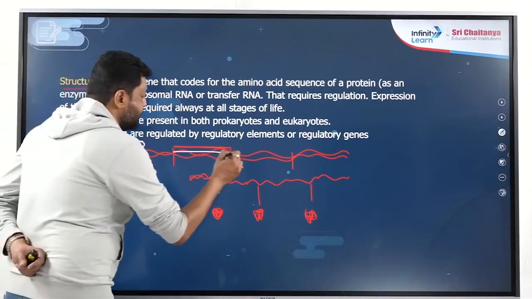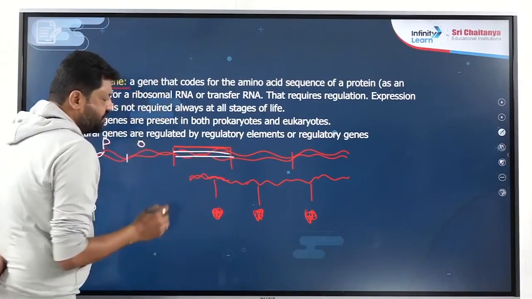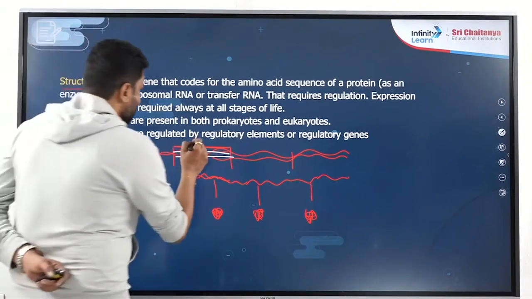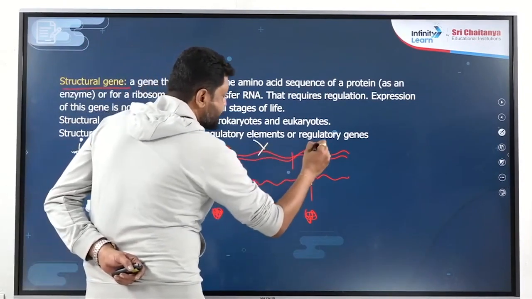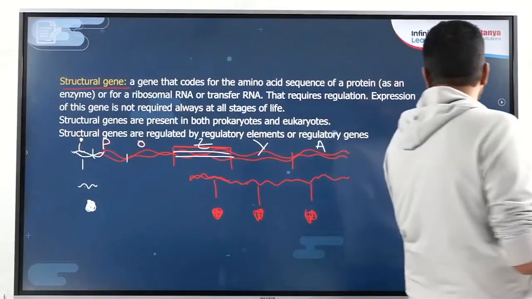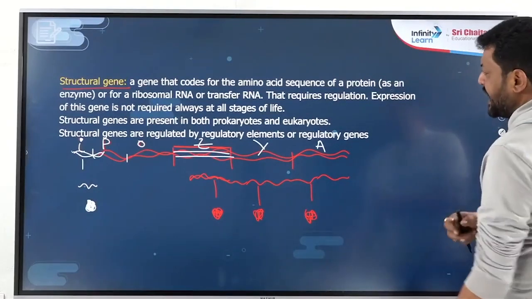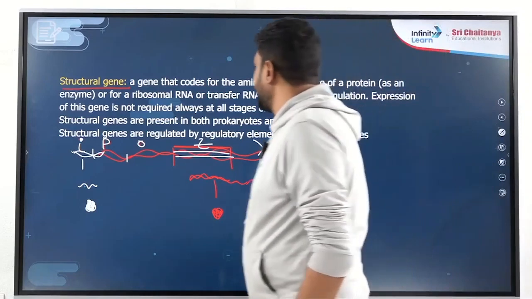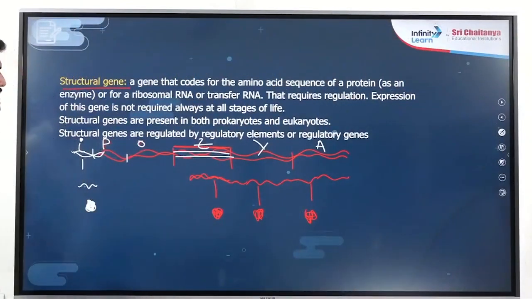First, what is a structural gene? A structural gene is a gene which produces an mRNA and then produces a polypeptide or an enzyme. This is called a structural gene. Clear? This is lac Z structural gene, lac Y structural gene, lac A is also a structural gene. Was it clear? So for structural gene, let us see the definition here. A gene that encodes the amino acid sequence of a protein for an enzyme, ribosomal RNA, that is rRNA, or tRNA, that requires regulation. Expression of the gene is not required always in all stages of the cell life.